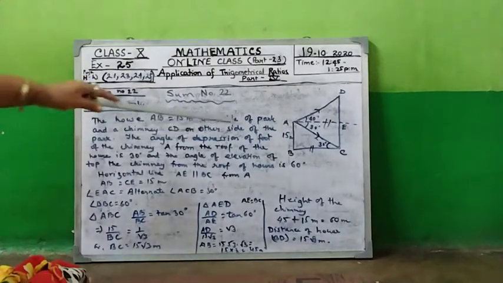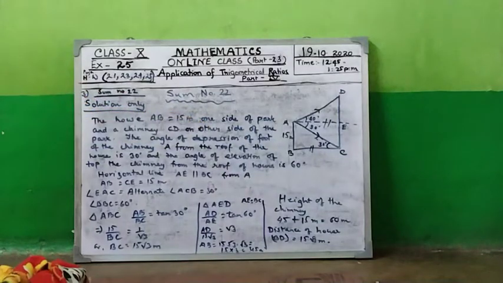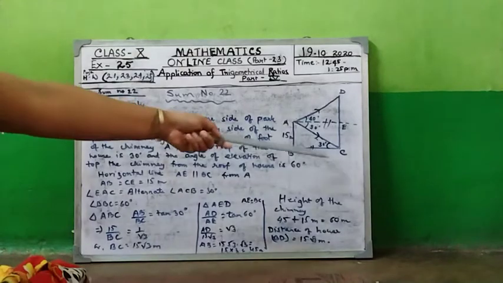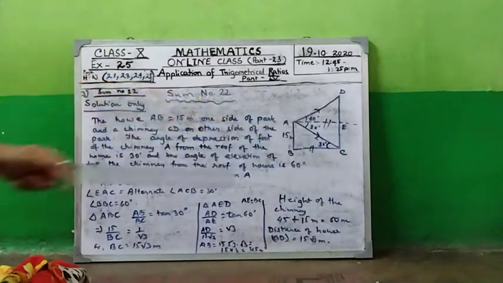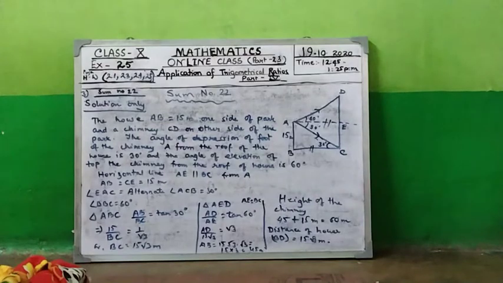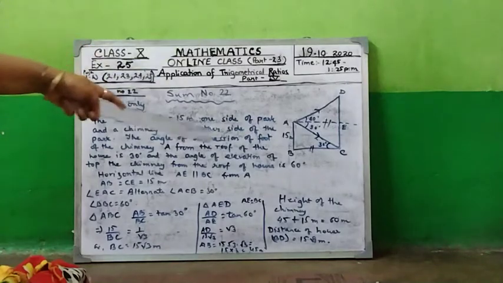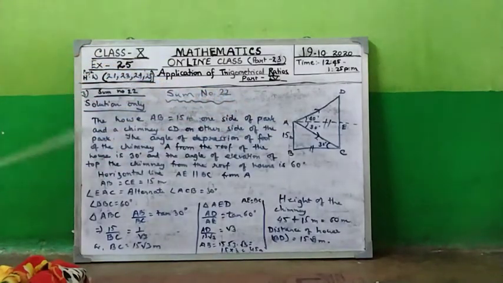Now horizontal line, this line AE is parallel to BC and from A. So we know that AB is equal to CE. So AE is equal to BC and both equal to 15 meter. Given AB is 15 meter. So obviously EC is also 15 meter. And AE is also parallel to BC, I told you just now. And AB is equal to CE, that is equal to 15 meter.